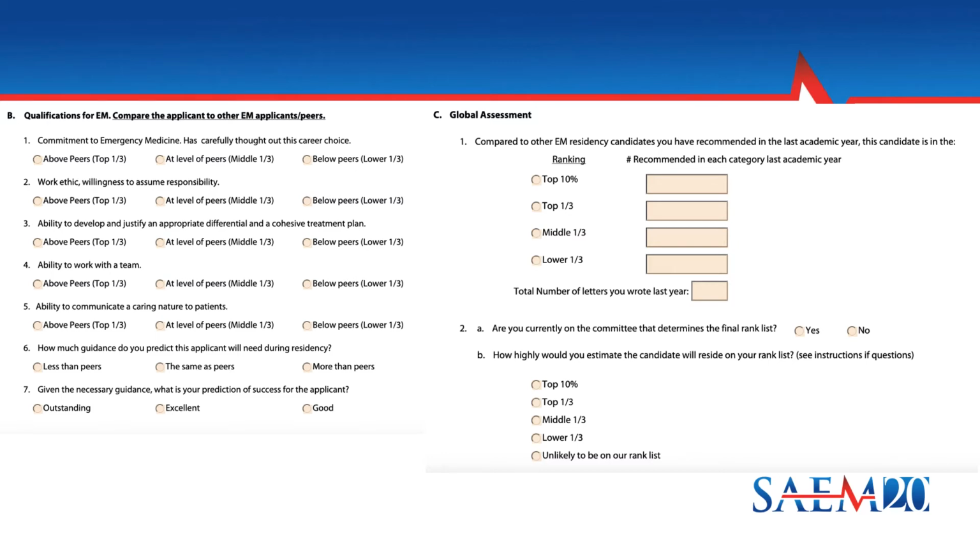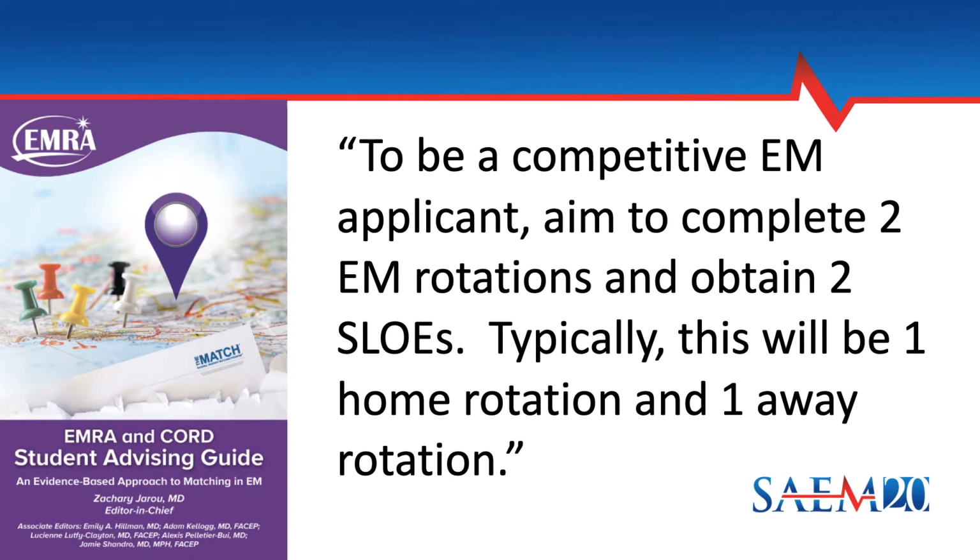The second thing I need you to know about the SLO is that generally students are advised to get 2 of them. This means doing 2 EM rotations. So typically, this means completing 1 home rotation and 1 away rotation. And so this sets up our question. We have this objective measurement tool, and we have 2 different measurements.